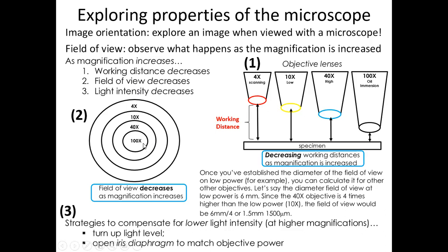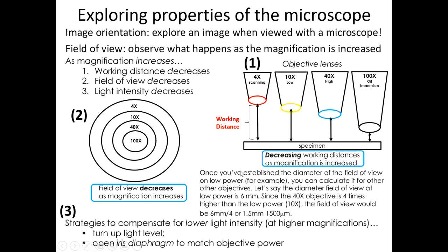Now you can easily compensate for this by turning your light level up or opening the diaphragm, that little kind of like an eye that opens to let more light in. Okay, so it's easy to compensate. You just got to keep that in mind. As you switch these lenses, you'll have to change that diaphragm and or adjust your light levels. Okay.